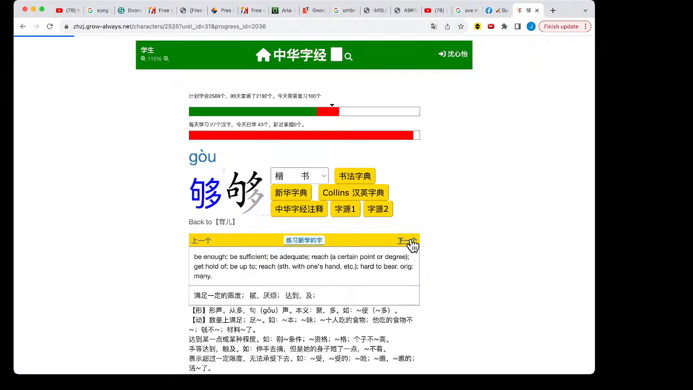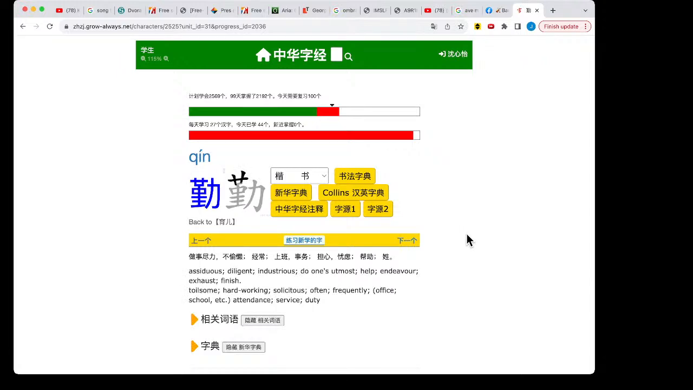Next one. 勤 means assiduous, diligent, industrious. Or do someone's utmost, help or endeavor, exhaust, finish. Toilsome, hardworking. Another meaning is often, frequently. And also attendance. 出勤 means attendance, service, duty. So that character is also used there.